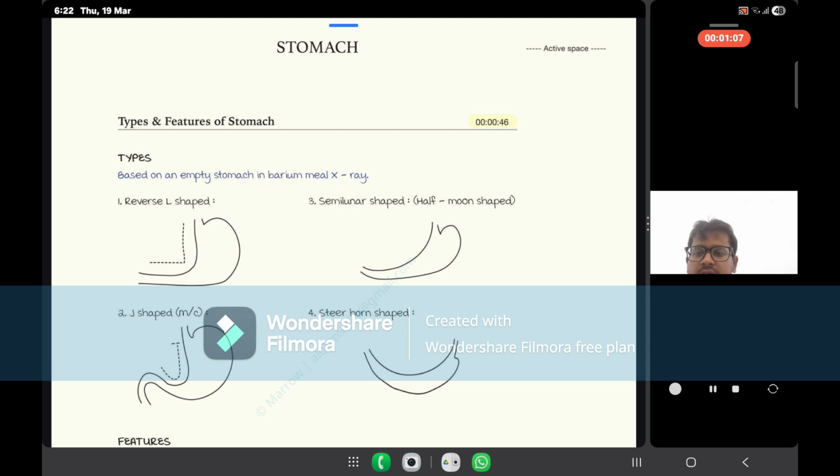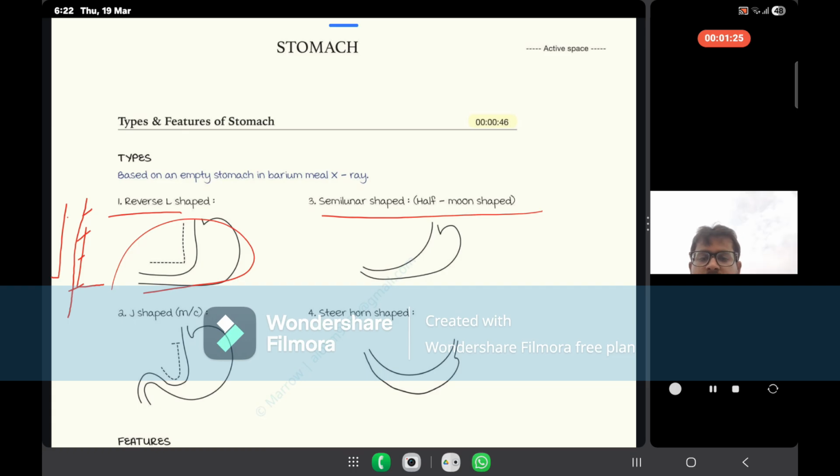The four types of stomach: first of all, we see the reverse L shaped. Reverse L shaped is not simply like L, it is a mirror image of L, that is reverse L shaped. We see here L shaped, reverse L shaped. And second is semi lunar shaped, half moon shaped. Half moon shape looks like a moon, and you can see what I'm drawing, it looks like a moon, so it is semi lunar shaped, half moon shaped.